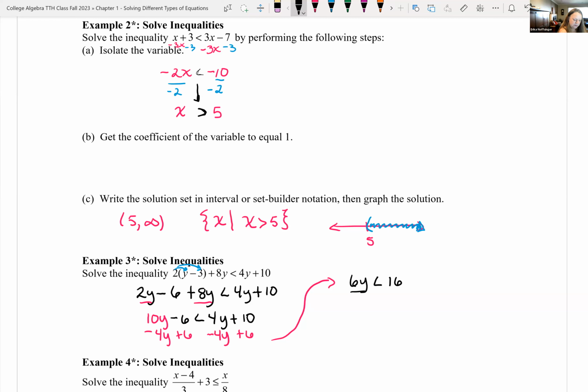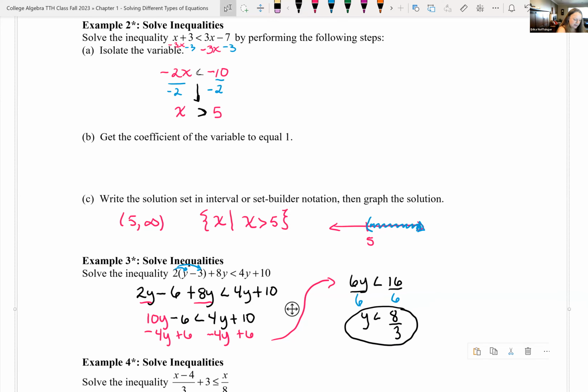We want to divide both sides by 6 to get y by itself. I'm dividing by a positive, so my inequality is going to stay the same. So we have y is less than 16/6. We want to reduce this down. I see 16 and 6 both have 2 in common. 2 goes into 16 8 times, so I have 8 in the numerator, and 2 goes into 6 3 times. So I have y is less than 8/3.